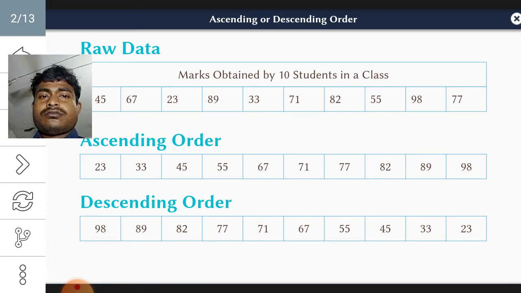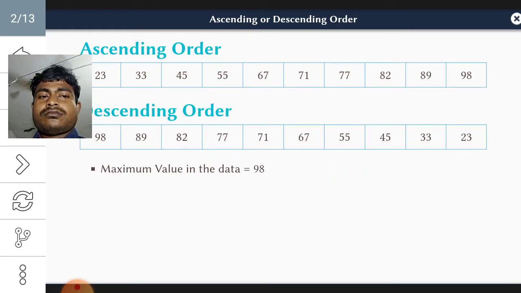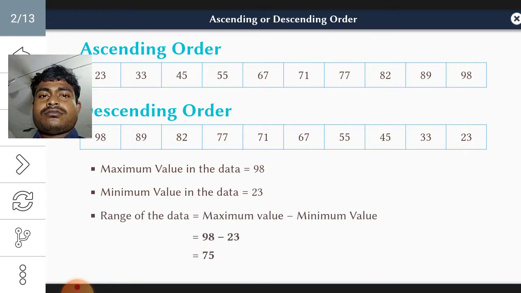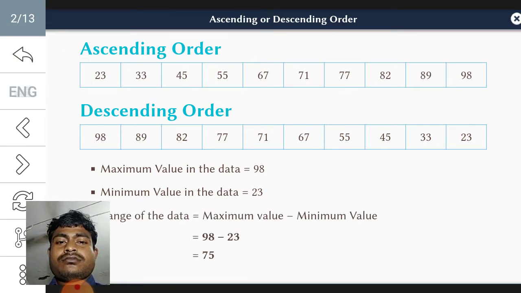As you can see, by reordering the raw data, it becomes easier to find the maximum value, the minimum value in the data, and the range of the data.